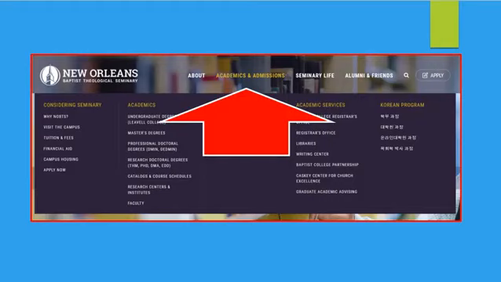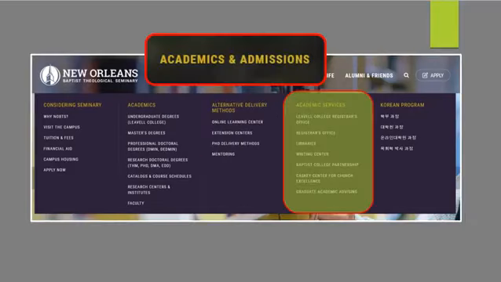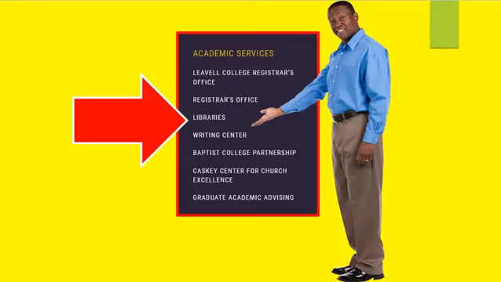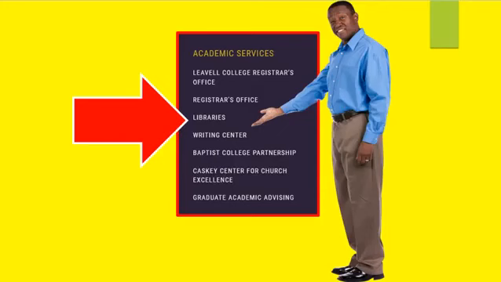But first of all, how do you find the databases? Well, you go to the seminary's main web page. At the very top there, Academics and Admissions. If you click there, you will see in the far right column, it's Academic Services, and of course, Libraries and the Writing Center is right there in the middle of all that. Two great resources for you.